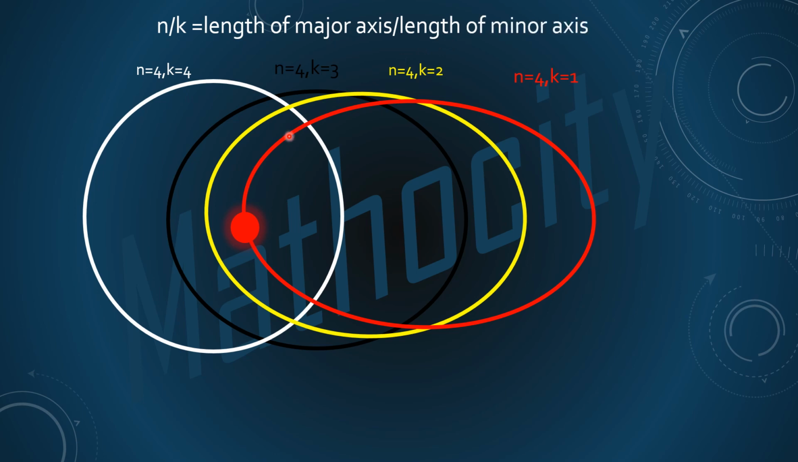Observe this, children. For n is equal to 4, k is equal to 4. n is equal to 4 and k is equal to 3. n is equal to 4, k is equal to 2. n is equal to 4, k is equal to 1. It means as the value of k decreases, the velocity increases.